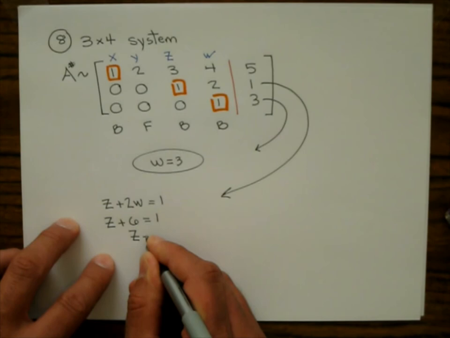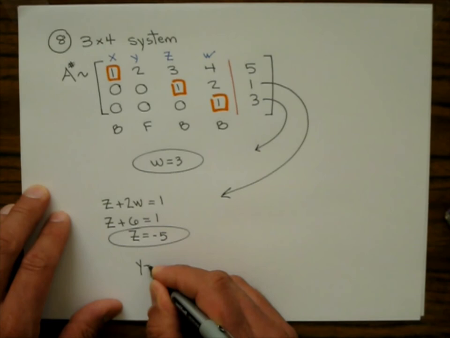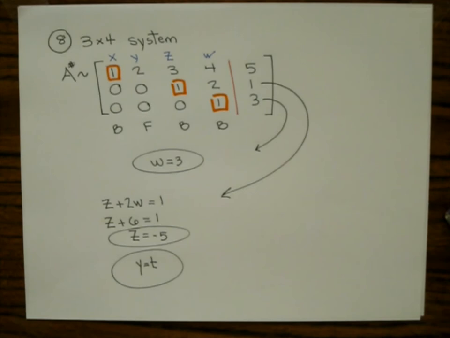Okay, now before I write out the first equation, now I have the free variable, which is y, so we'll just say y equals t. Okay, and the first equation I'll just put right here, it says x.